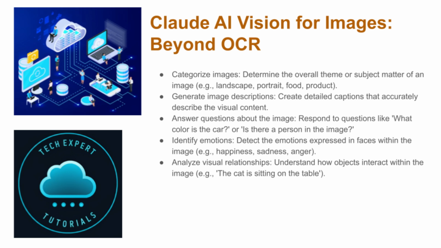The Claude AI Vision model is a powerful tool that goes beyond simple optical character recognition. It can extract a wealth of information from images, such as identifying and locating objects within the scene. For example, you can use it to categorize the objects in your image, give a description of what those objects are and what may be going on in the image, ask specific questions about the image, perform sentiment analysis, i.e. what are the emotions displayed by the people in the image, and identify relationships between the objects.